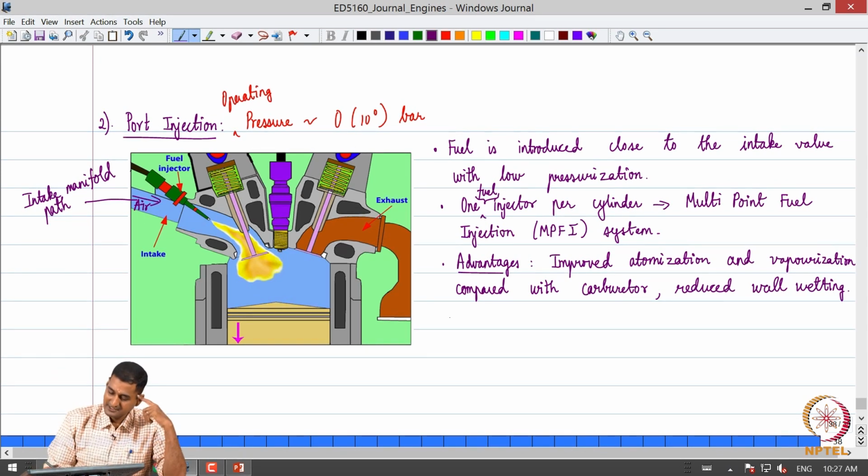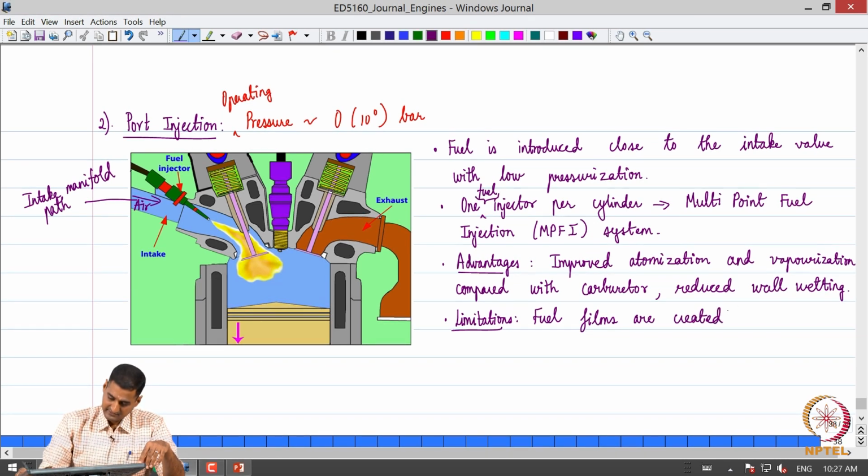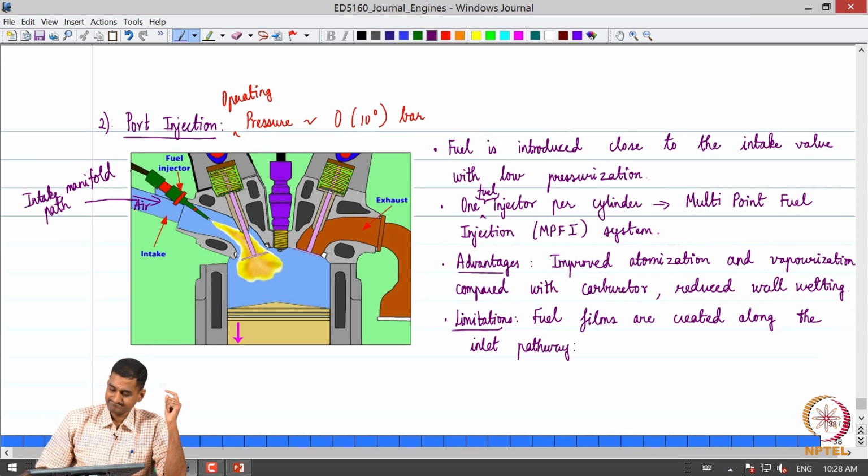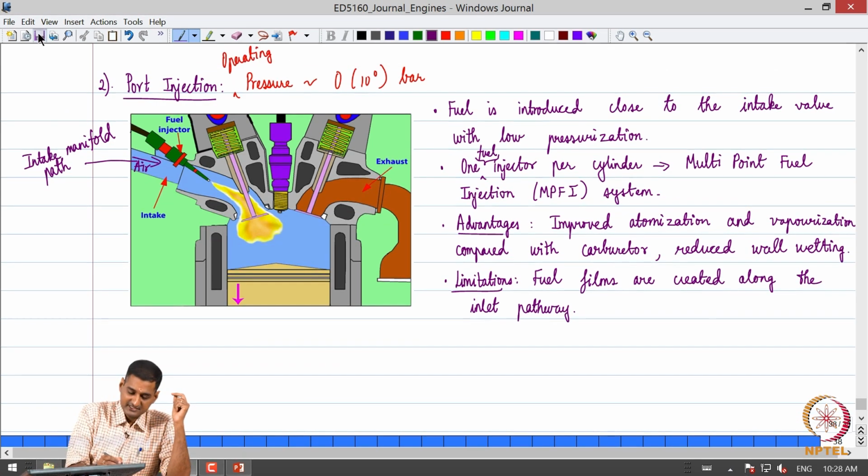So it results in reduced wall wetting, but of course, there are still some limitations, okay. So still fuel films are created along the inlet pathway, okay. Although the fuel is introduced close to the intake valve, still fuel films are caused in the inlet pathway, okay. So that is still a limitation of a port injection system.